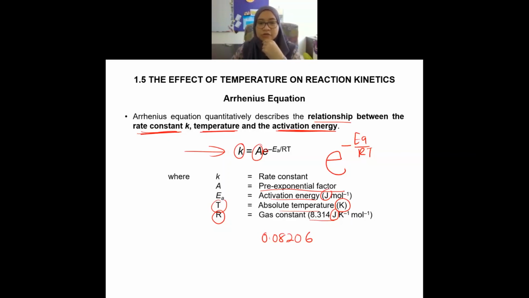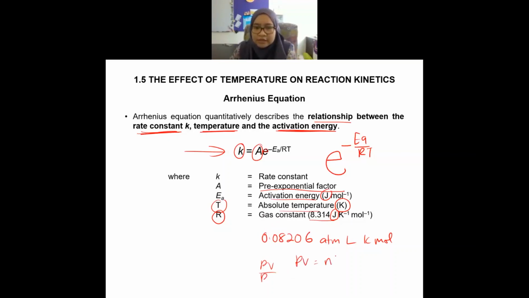0.0821 ataupun 0.08206. Okay, alright. Remember yang ini, yang kalau kita belajar gas law, ideal gas last time: ATM, liter, K, and what else? ATM, liter, K, PV equals nRT, mole.